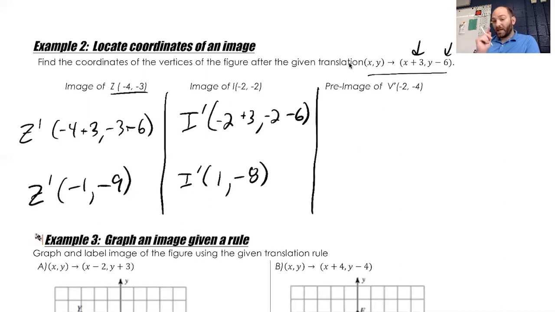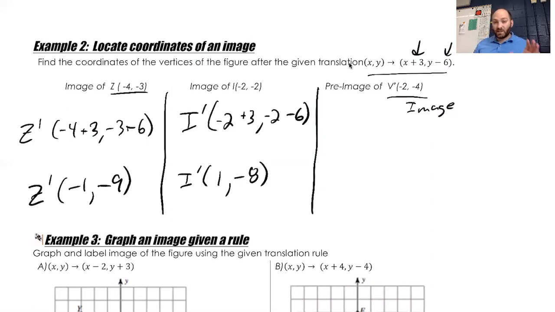This last one, a little bit of a trick. I'm actually giving you the image here. Remember, it's got the prime, so that is my image. So if that's my image, I'm asking for the pre-image. Remember, this is going from pre-image to image. So if I'm starting at the image, how do I go backwards to get there? Maybe, hopefully, you're thinking opposites. If I need to go backwards, I can just do the opposite.